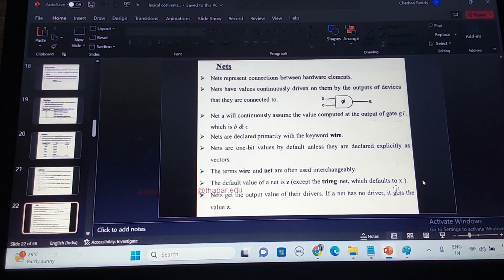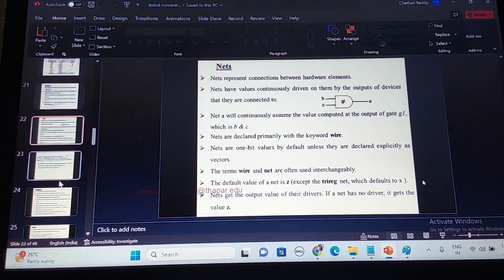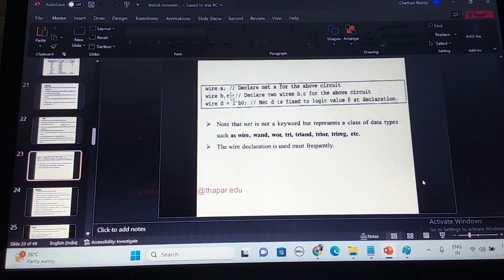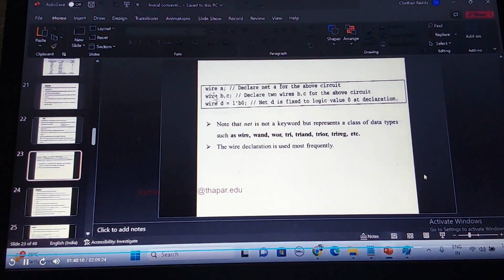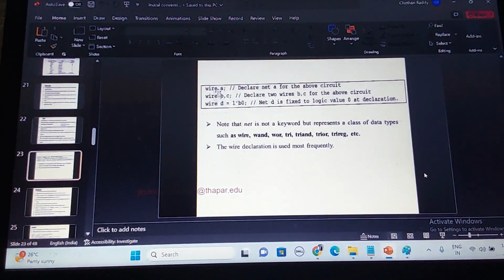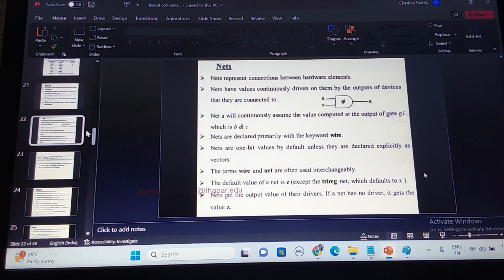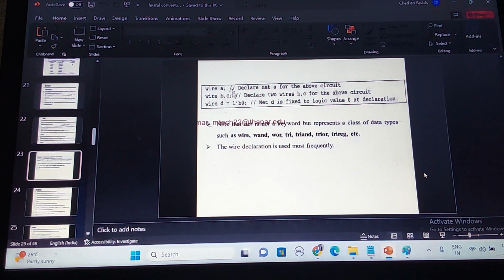Do you understand what is meant by a net data type? Another type we have is the reg data type. Okay, before going to the reg data type, let us understand a few examples of the wire data type. Now look at this example. What is this wire A? It is a net data type. What is the default value of this? It is Z. Whether it is a vector or a scalar, this net is declared as a scalar. Now go back to this circuit. Here wire A is declared as a net for the above circuit and operation.